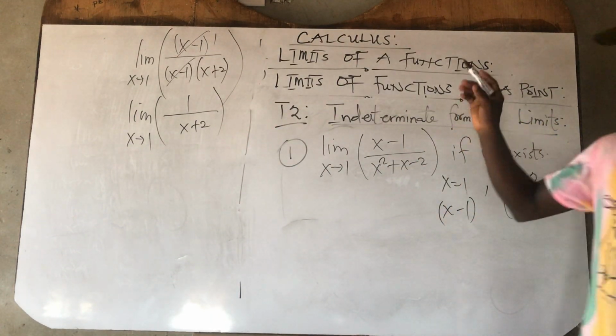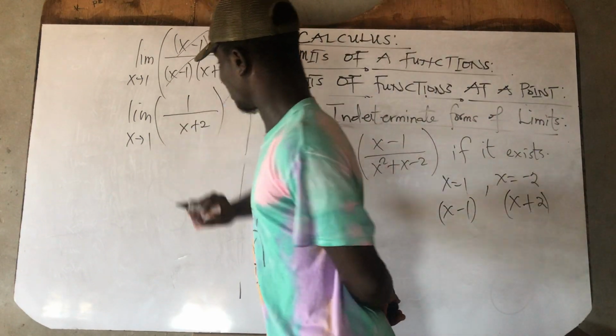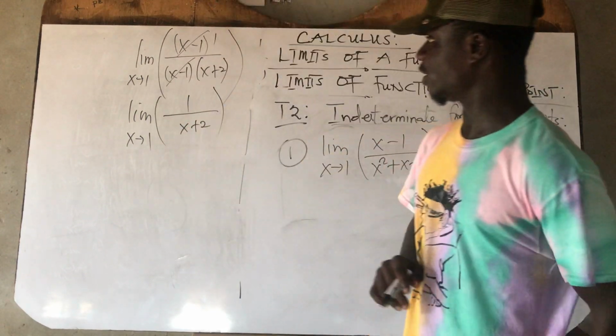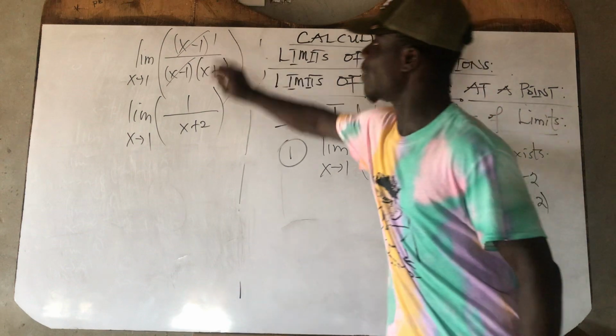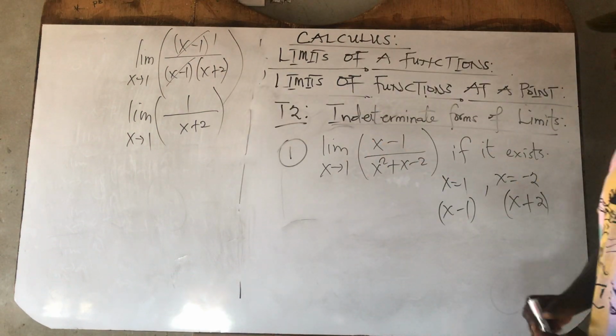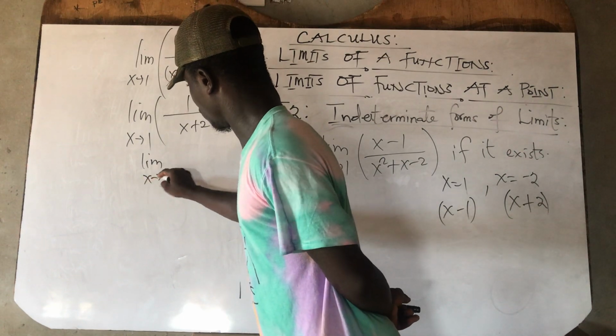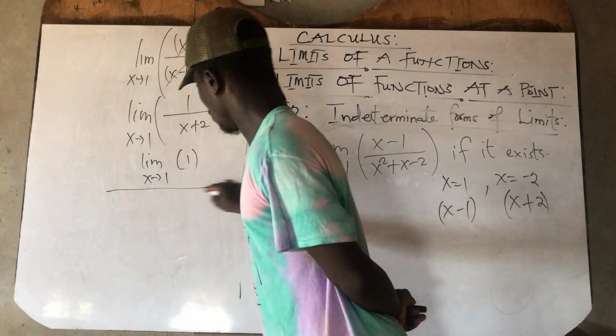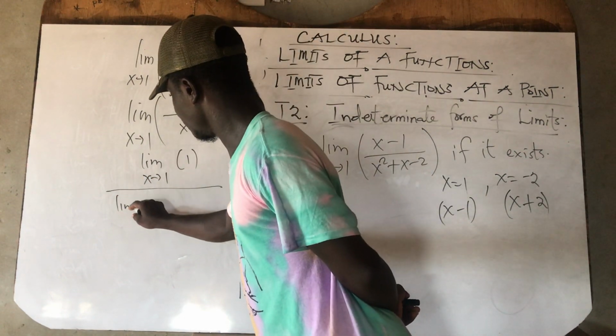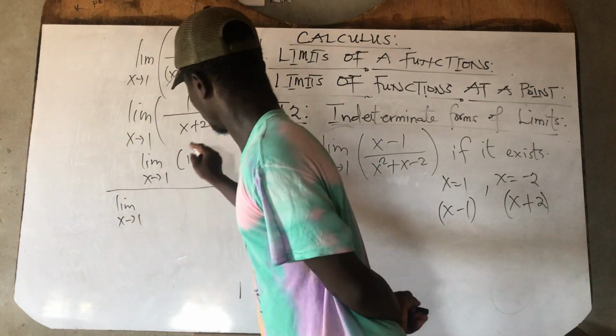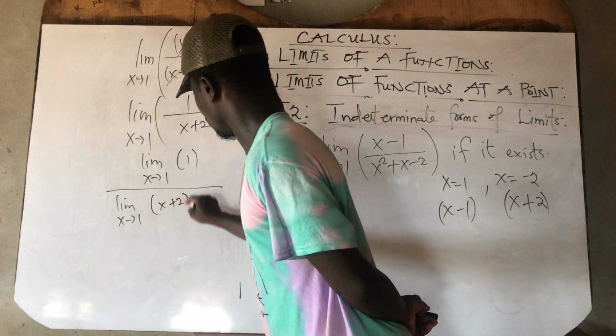Right. So now with this, we can deal with the numerator, then deal with the denominator. Because I've done my simplification. I'm done with my simplification. So I can say that the limit as x approaches 1 of 1 all on the limit as x approaches 1 of x plus 2. This one.